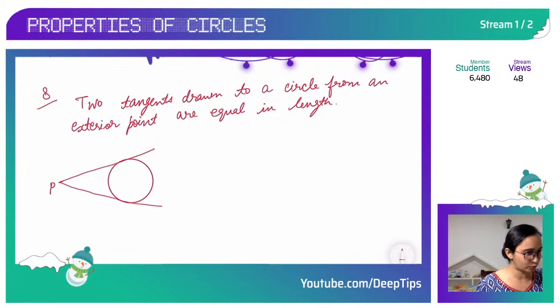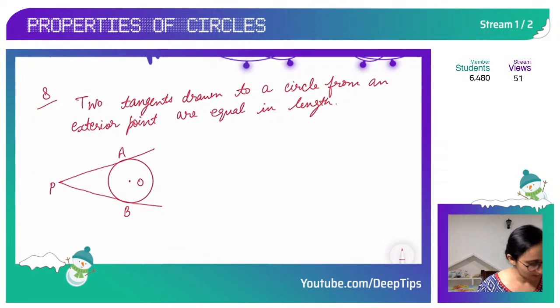And this is my common point P, and here is the center. So this theorem says that whenever you draw two tangents which start from a common point, their length is equal. So here my tangents are PA and PB, and basically we have to prove that PA is equal to PB. And to prove certain things we need a few constructions.